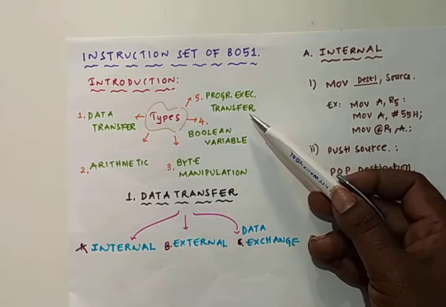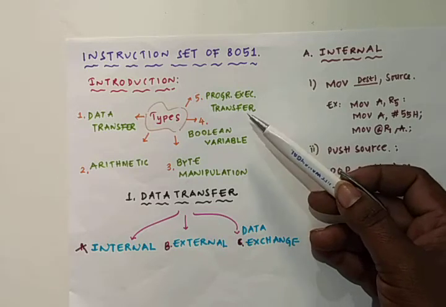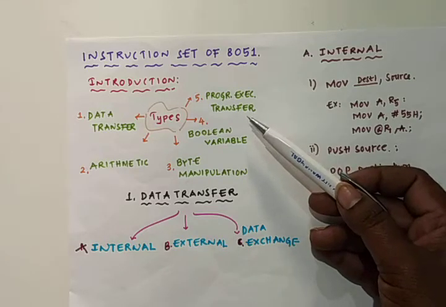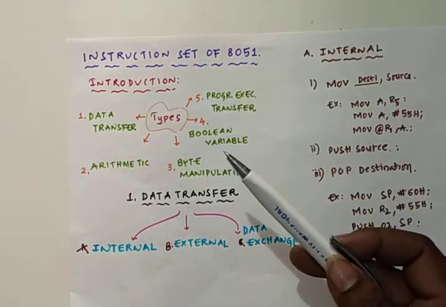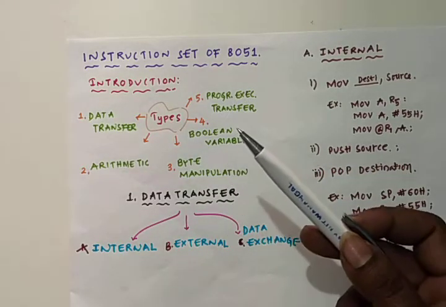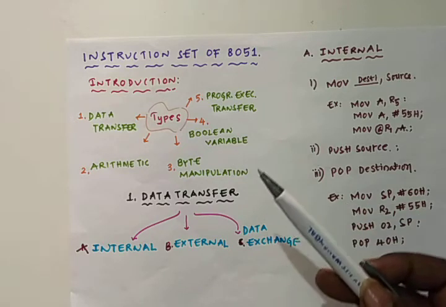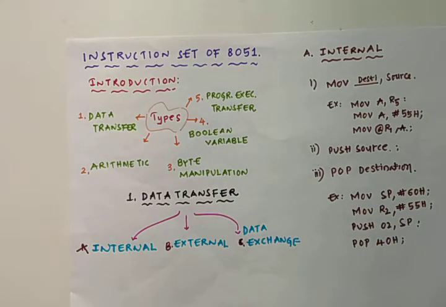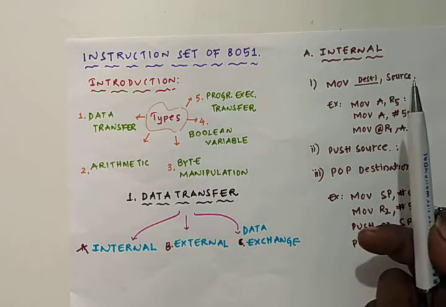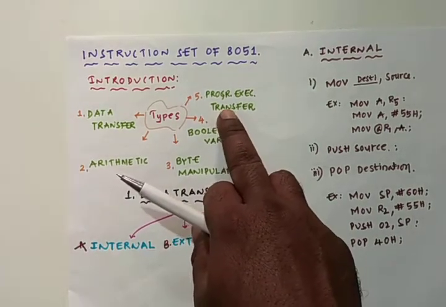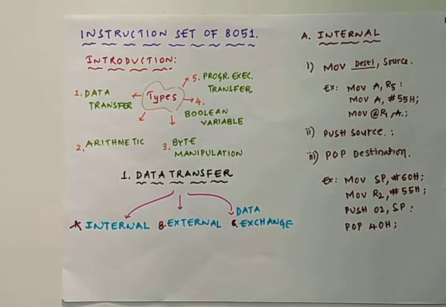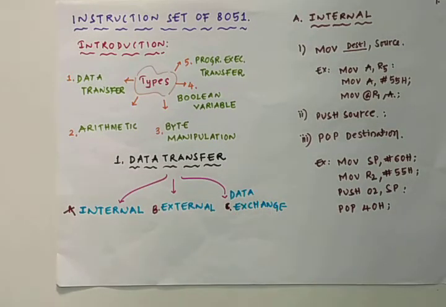The program execution transfer instructions are the instructions which describe transferring program execution from one point of execution to some other execution. That means it is some kind of interrupt execution. So in this class I am going to talk about the data transfer instructions.